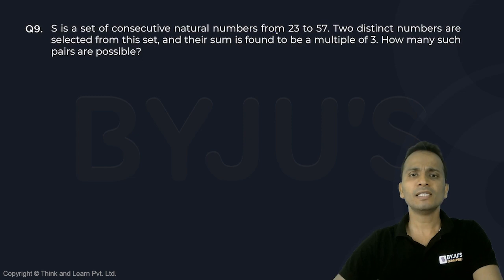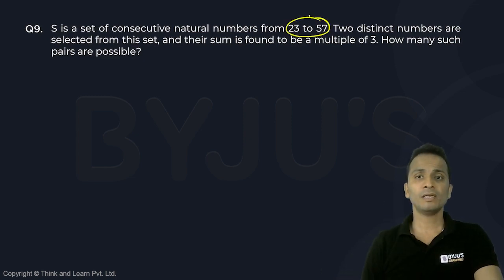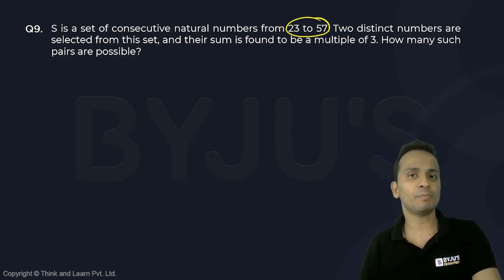Now in this set of numbers from 23 to 57, I want to select two of them such that the sum will be a multiple of 3.